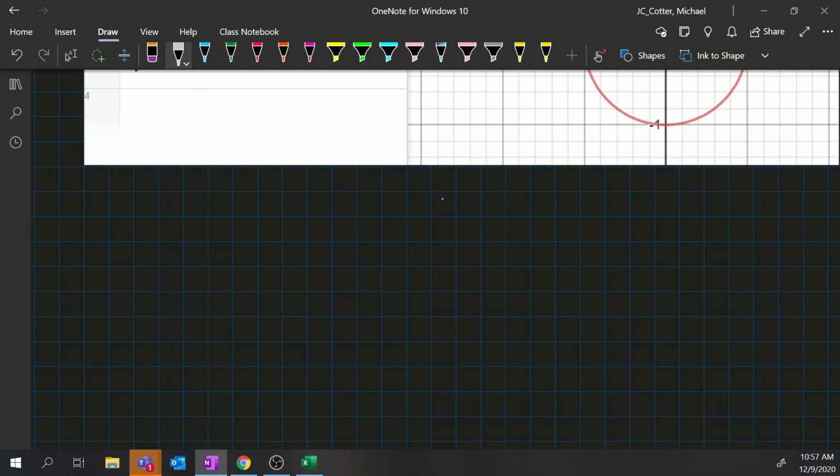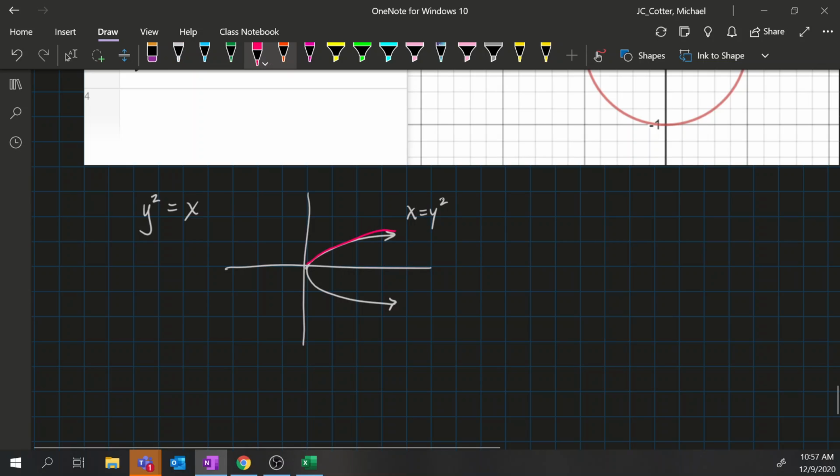Let's say we start with y squared equals x, okay? And a graph of this looks like this. Okay, that's x equals y squared. So it's not a function, but implicitly defined inside of it is square root of x and negative square root of x if you solve for y, but you don't have to for this.